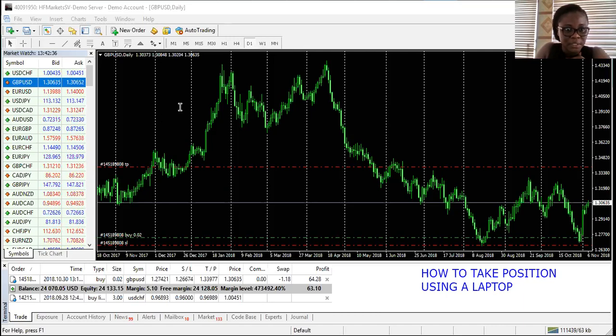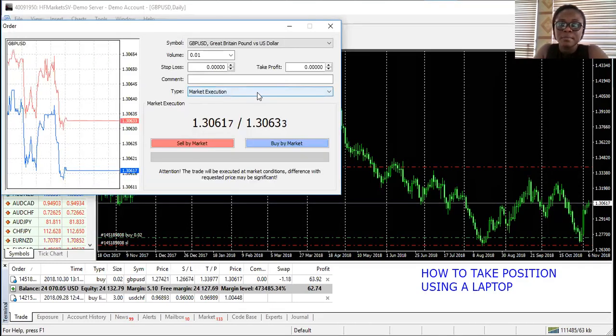So today, here is my chart. This is the chart for GBPUSD. This is my terminal, my trades, the market watch, my navigator, and the auto trading. So today, what we are going to learn is how to take a position. We focus more on the new order, and on market execution.